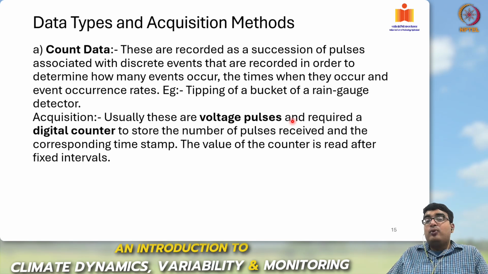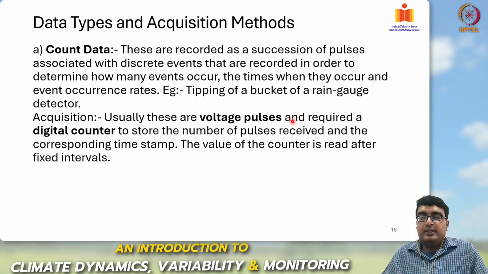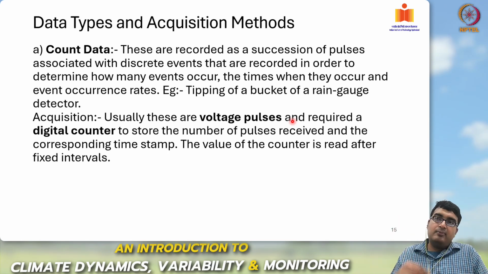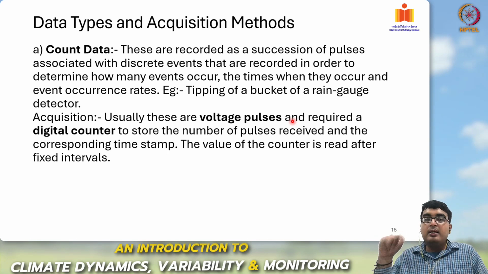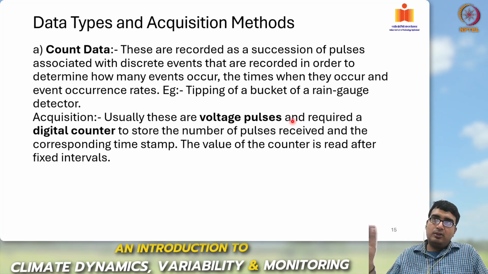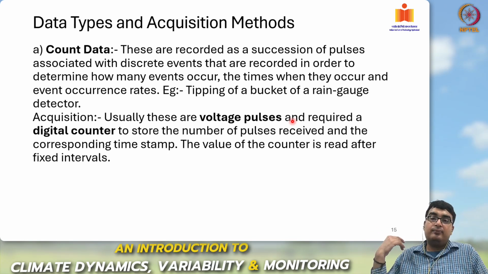So, data types and acquisition methods. The first type of data that a data logger collects is called count data. These are recorded as a succession of pulses associated with discrete events, recorded in order to determine how many of these events occur. So they are recorded as a succession of pulses, maybe electrical pulse or a voltage pulse, that record discrete events. And we determine how many events occur, the times when they occur, so they are time stamped, and the event occurrence rates, how many per minute are occurring.